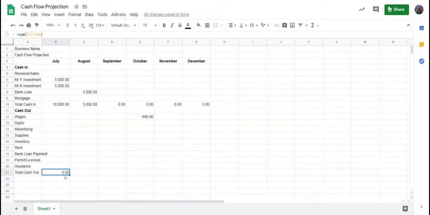And then again, you're going to select that cell that has the formula in it, and grab this little square at the bottom, and you're going to drag that across. Okay, and that is going to be your total there.